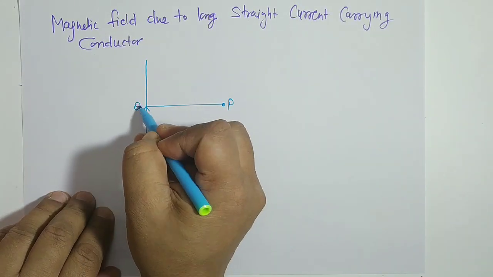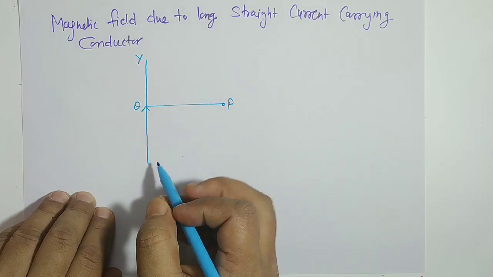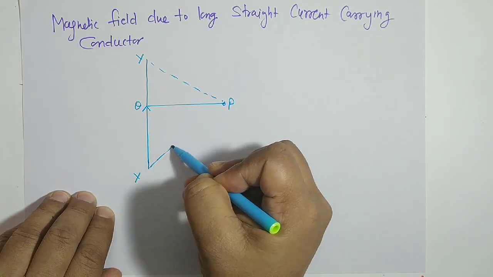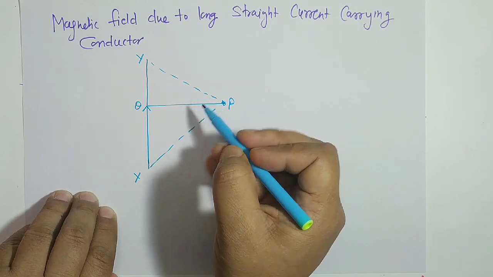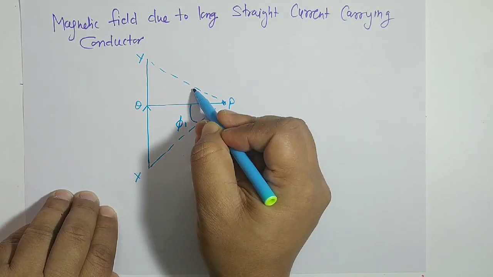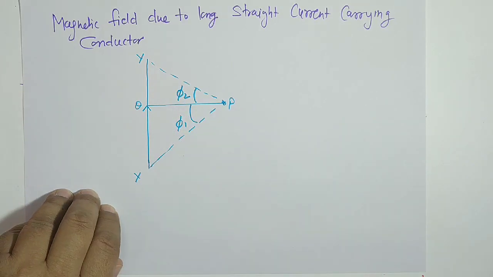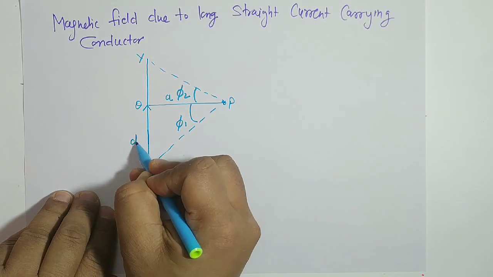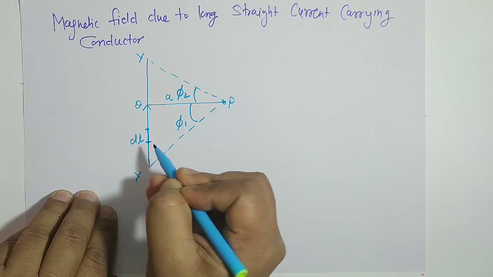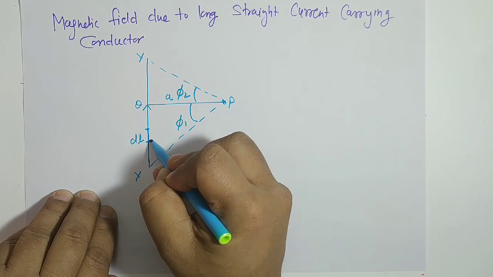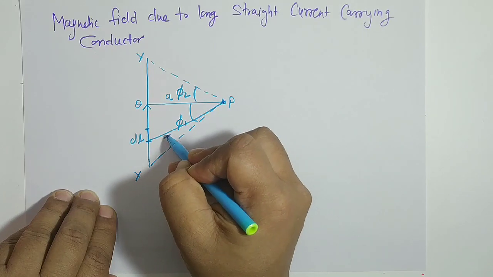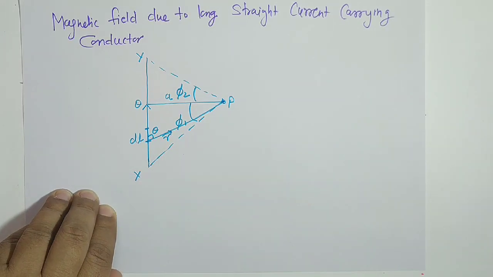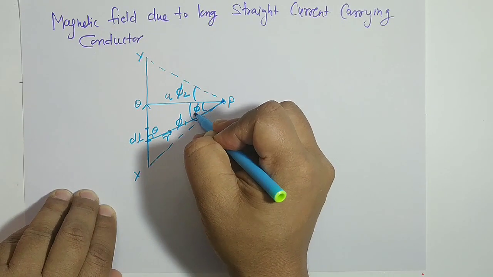Say this is Q, this is Y, and this end is X. Now what you do is join both the ends to point P. Both subtend some angle. Say this angle is phi 1 and this is phi 2, and this perpendicular distance is A. Then you consider an element DL, always a length element. We join this element with point P, and this is the position vector R, and this is theta. And this inner angle is say phi.